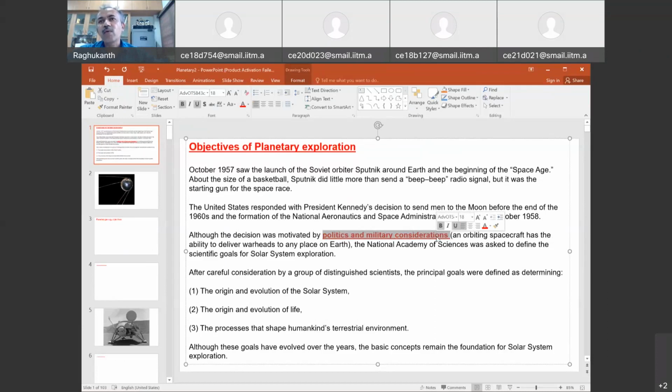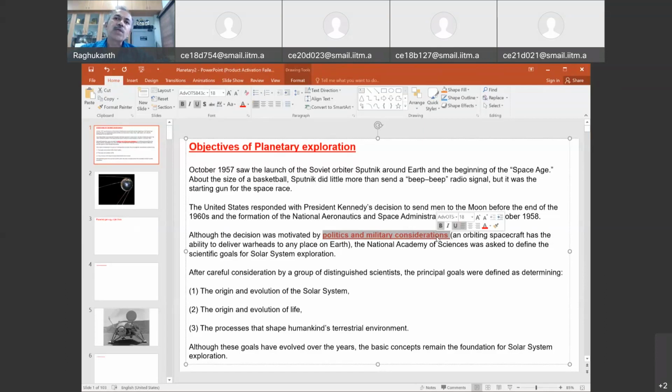What they were thinking was, if you want to launch any nuclear warheads, it is very difficult to move on land. So these US and USSR wanted, from space itself, to launch missiles and then destroy. So the Cold War and other things were the main motivation for this planetary exploration. You followed? That is how the funding started, and slowly the objectives became very clear.